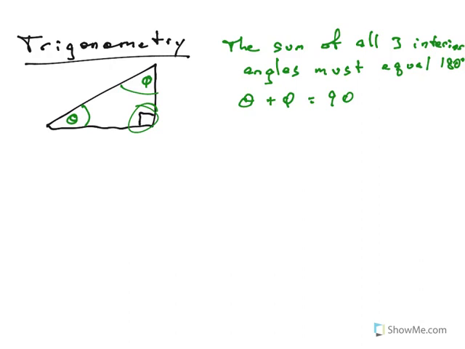Next relationship is the sides. What's the relationship between the lengths of the sides? Well, let's say we have this side here is called A, this side here is called B, and this side here is called C. First thing to note is C is a special side. C is a special side because it will always be the longest side of your triangle.